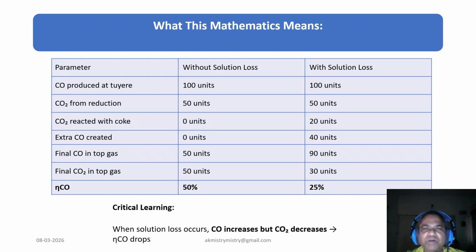This is the most important lesson in this presentation. When the solution loss reaction kicks in, CO increases but CO2 decreases, and eta CO drops dramatically. It tells us that our precious carbon is being wasted on gasification, not used for reducing ore. It's a sign of thermal inefficiency and potential coke degradation.